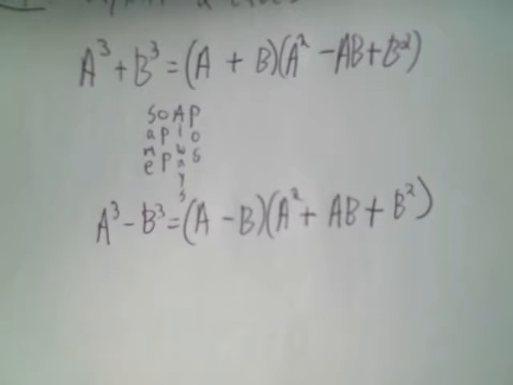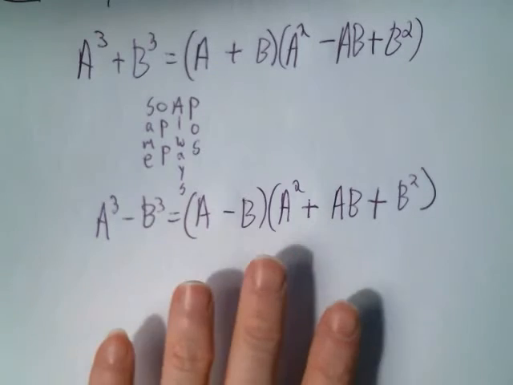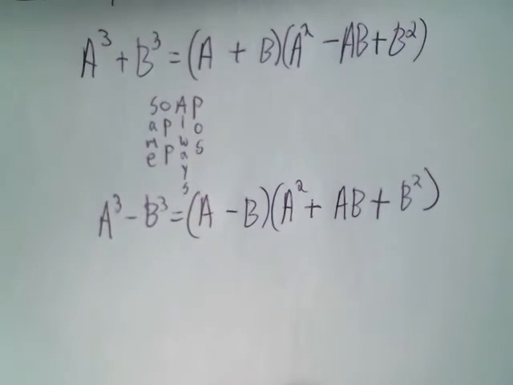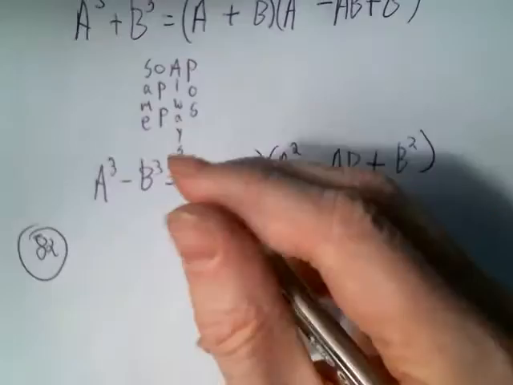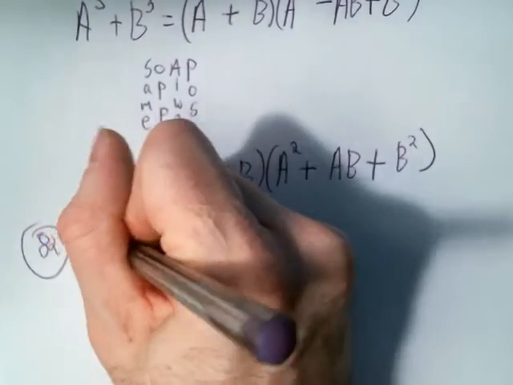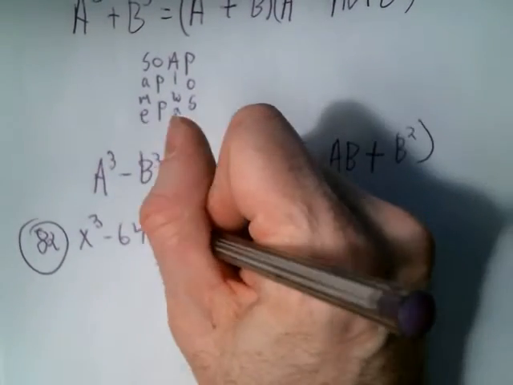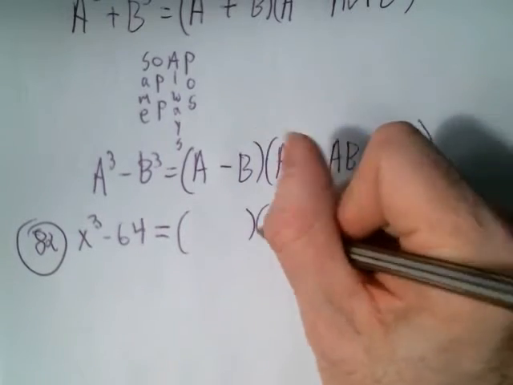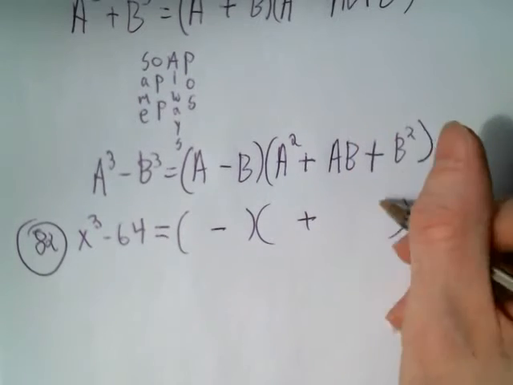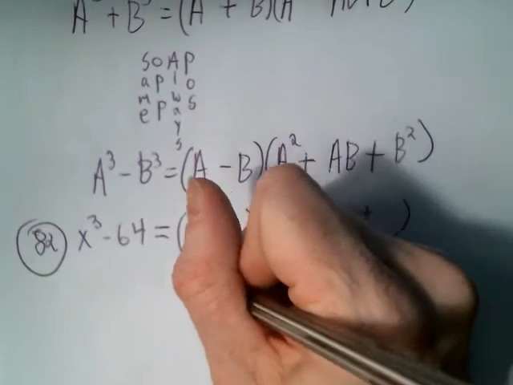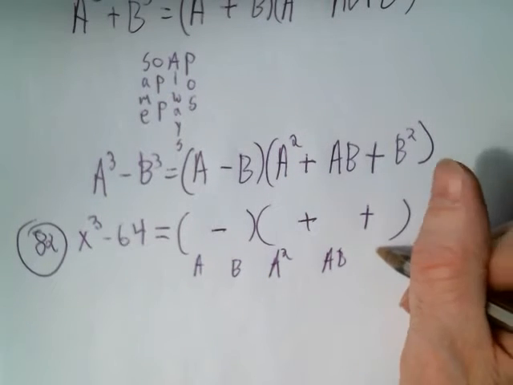Okay, so when I do these, I identify what is A, what is B, and then use the forms as a template for filling in the blanks. So let's look at 82. We have x cubed minus 64. Okay, so the signs: same, opposite, always positive, and then I need to put A here, B here, A squared, A times B, and then B squared.